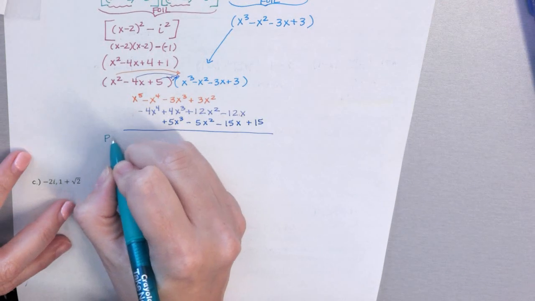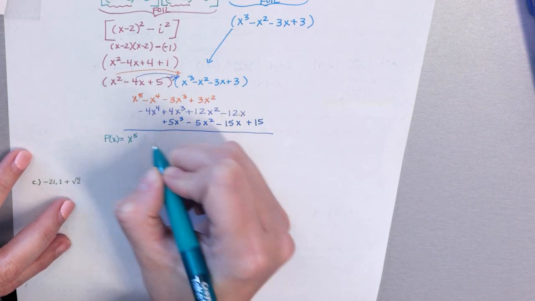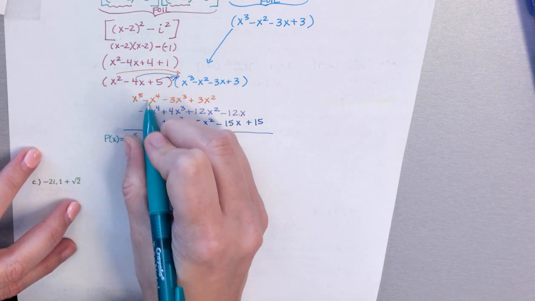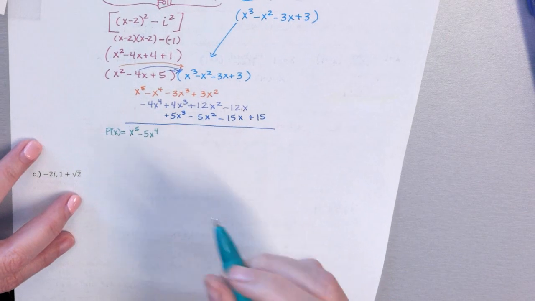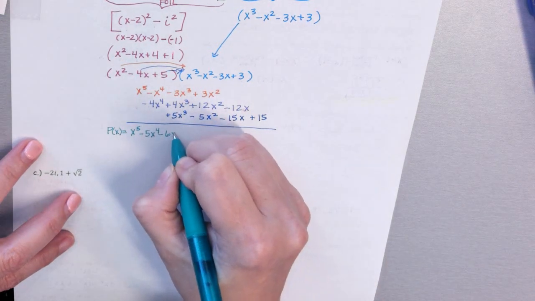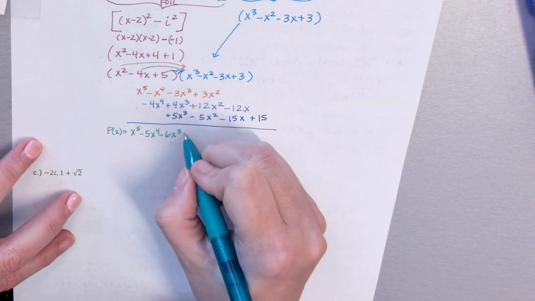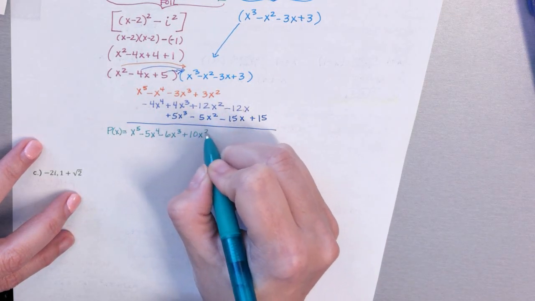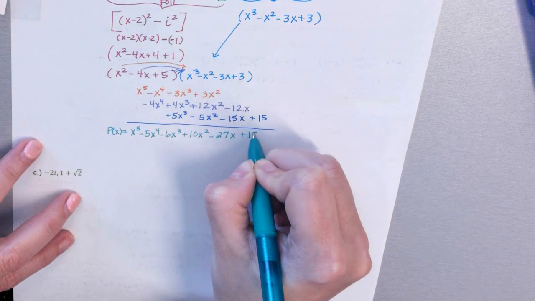And this is going to be p of x equals, so x to the 5th, yay, it's degree 5. Negative 1 minus 4 is negative 5. 4 and 5 is 9. 9 minus 3 is 6. 3 and 12 is 15. 15 minus 5 is 10. This would be negative 27 plus 15.